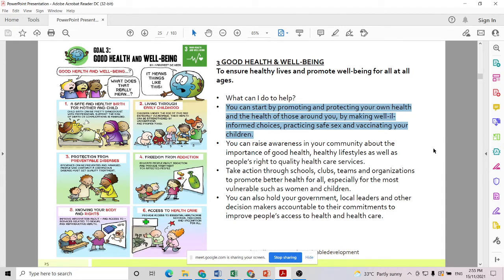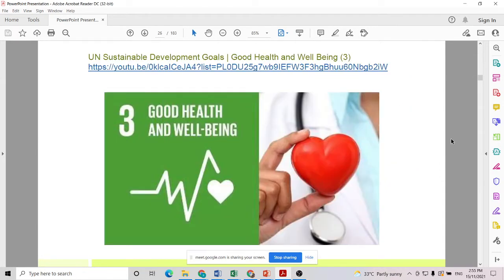It means that you need to increase your antibodies. So how to increase your antibodies is by using vaccination. So that is good health and well-being. Okay, so this is the example.